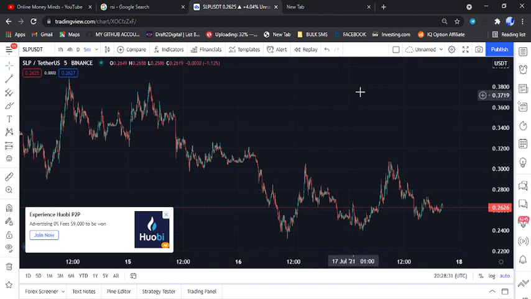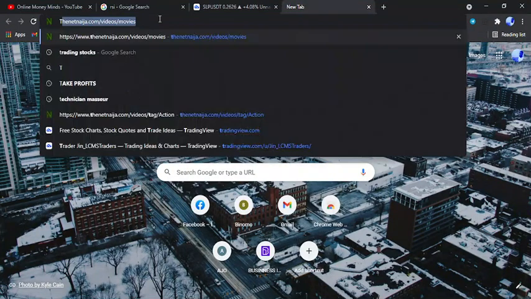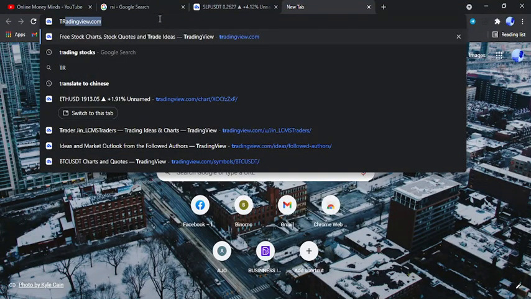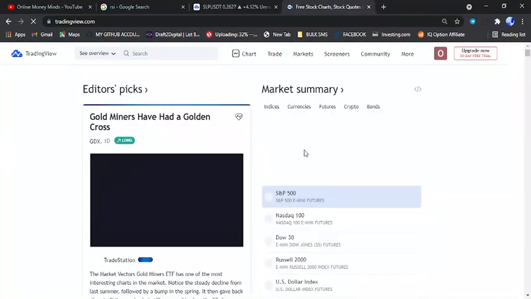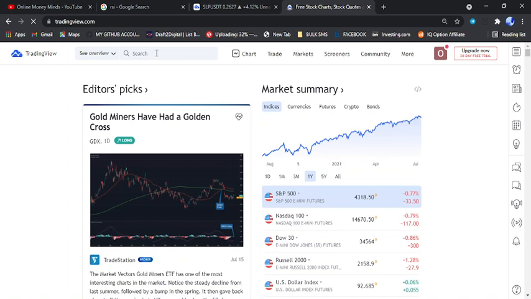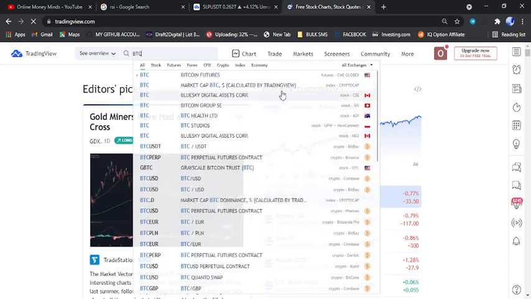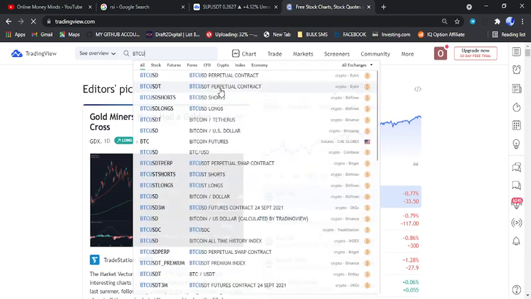So the website I am currently on is called TradingView. To get there, all you need to do is type in tradingview.com, then it will take you to the website. As you can see, this is my account. All you need to do is search for the coin you want to do your analysis on. It might be Bitcoin. You can type in Bitcoin, BTC. Then, since we are using Binance, we will look for Binance.